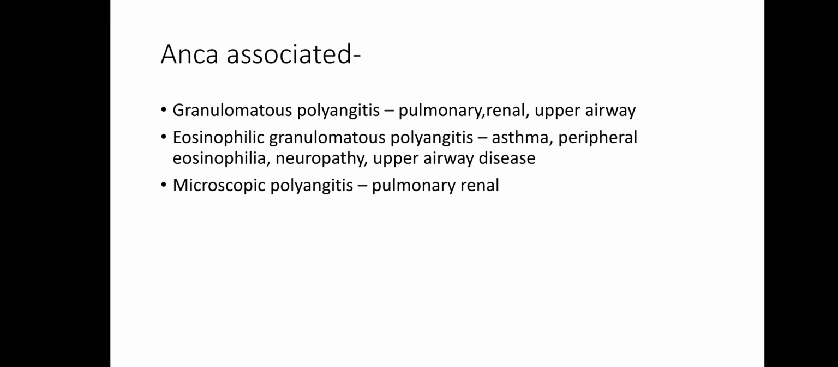So for ANCA, as I said, this is Wegener's granulomatosis with polyangiitis. So this one will affect the kidneys, will affect the lungs. Usually the kidneys will present with hematuria, and for the lungs it will be alveolar hemorrhage. And then upper airway, which means the nose, the mouth, and sometimes even the ears. So you can present with epistaxis, you can present with stridor because of the blockage of the trachea. You can also have otitis media. You can have nasal obstruction, and also nasal bridge collapse.